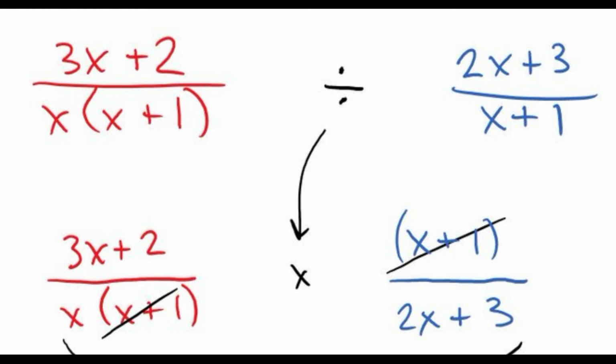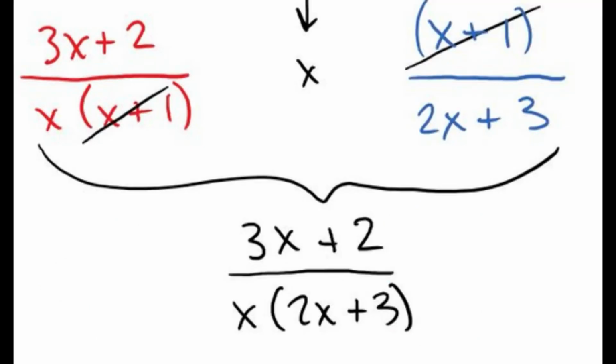So then I keep the first fraction exactly the same, change division into multiplication, and flip the second one over. You have an x plus 1 on the bottom left and an x plus 1 on the top right, so those cancel off, which is nice. We end up getting 3x plus 2 on top, and then x times parentheses 2x plus 3.